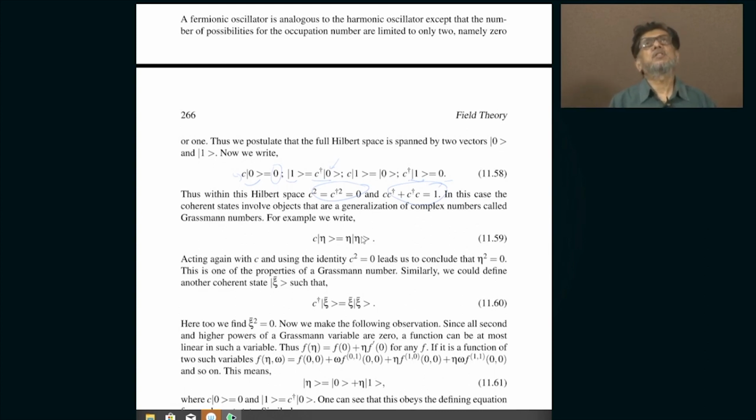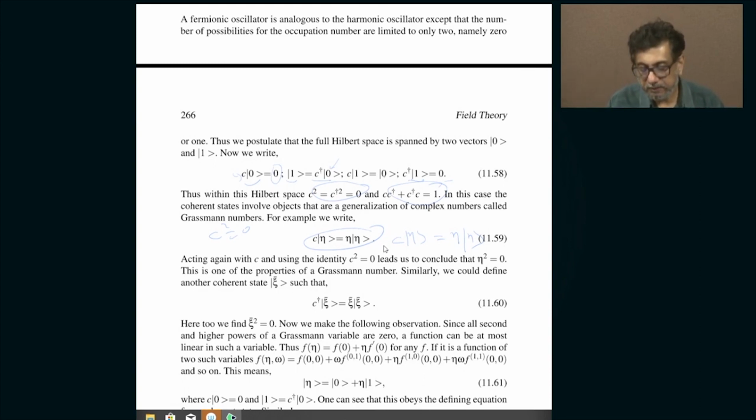But now if you ask the question, can I do that for a fermionic annihilation operator? Well, formally you can always write this, because you can say let eta be that eigenvalue which corresponds to the eigenvalue of the fermionic annihilation operator, and this is what it is. But now keep in mind that C squared is 0. That is, if you try to annihilate twice, you will get 0.